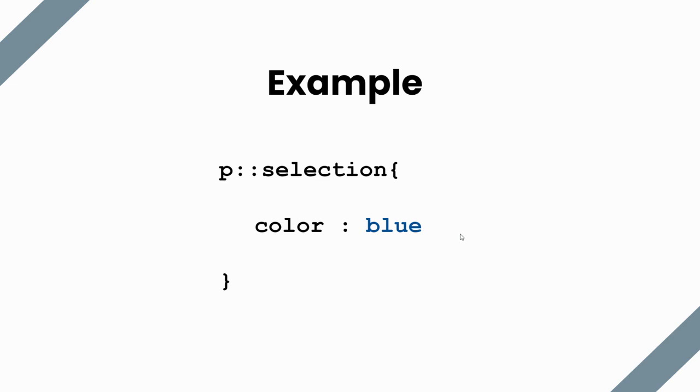And here under the example, we have a very brief one too, still making use of the p tag, and also the double colons and the selection pseudo element. And we have the color assigned the value of blue. So what this would do is that the color of the part that is being selected by the user would be blue the moment you select it. So we'll actually see how this works in VS Code.